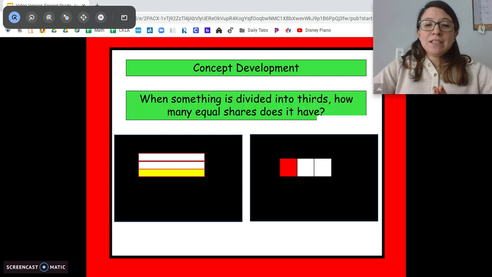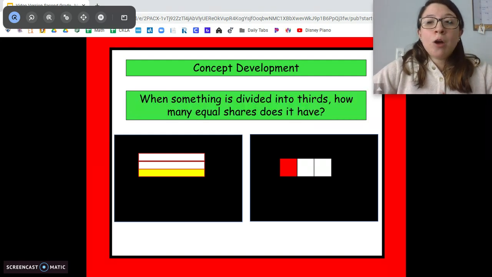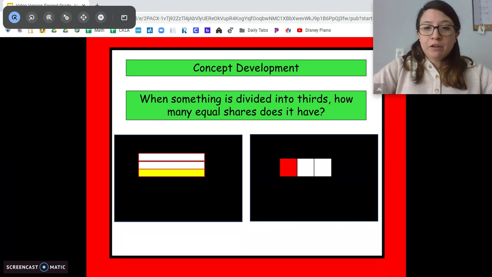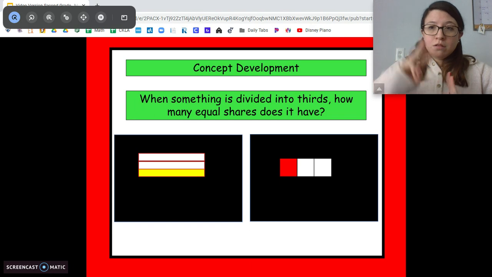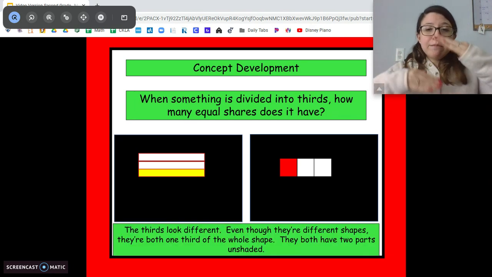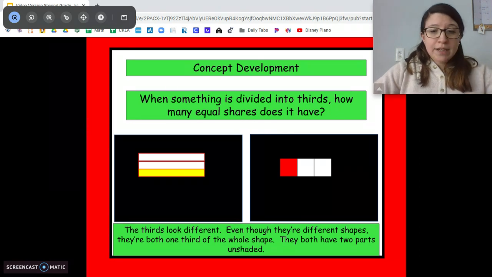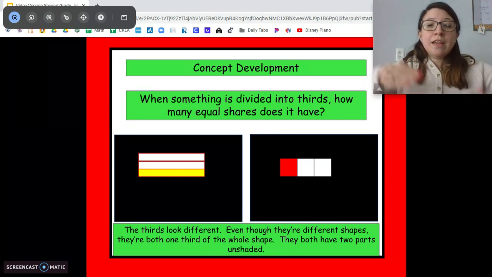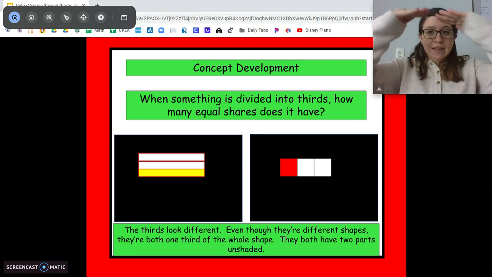All right, when something is divided into thirds, how many equal shares does it have? How many equal parts does it have? Show me on your fingers. 3. Thirds, 3. Awesome. The thirds in both of these rectangles look different. Even though they're different shapes, they are still 1/3 of the same shape.